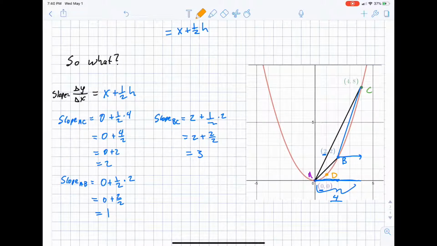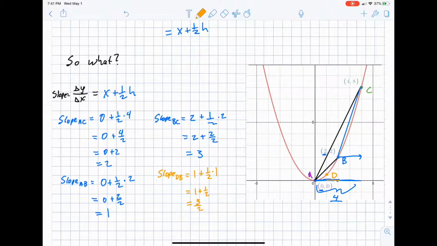Okay, so I just added a new point, point D, which happens when x is equal to 1. What if I wanted to find the slope from point D to point B? All right, so what is our x value at point D? Well, it ends up being 1. And how far do we have to move over from point D to point B? Well, we're just moving over 1 space, so I'm going to put a 1 in for h. So we end up getting 1 plus 1/2, or that ends up equaling 3/2, or 1.5, however you want to write it. So the slope between those 2 points is 1.5.